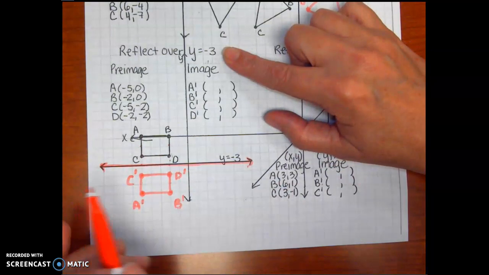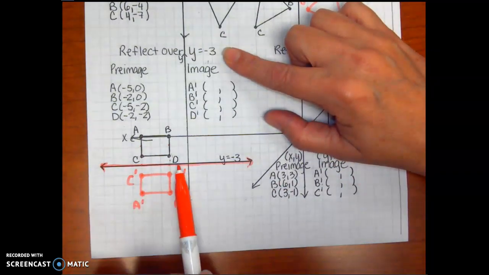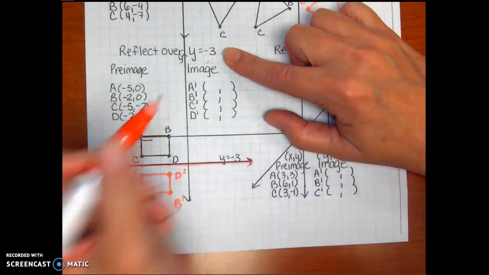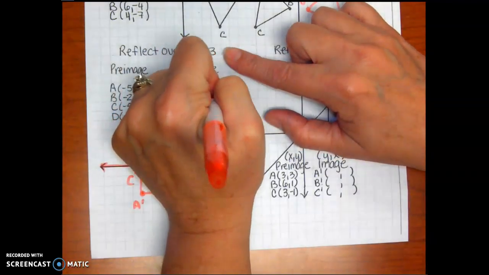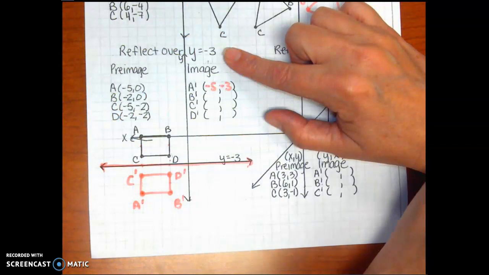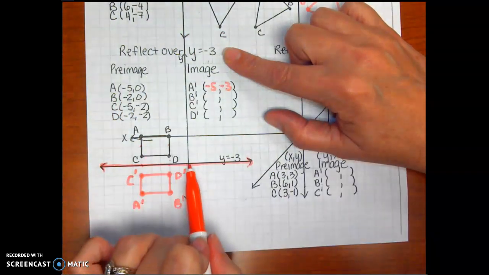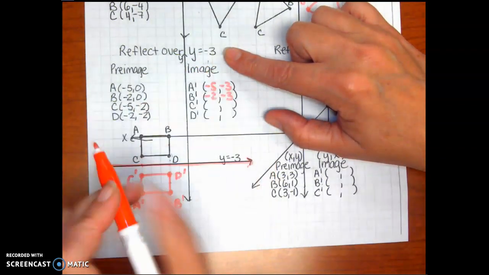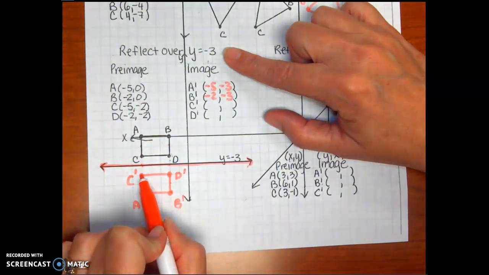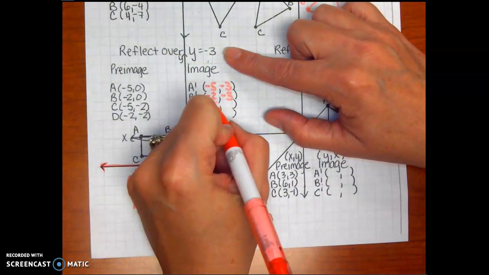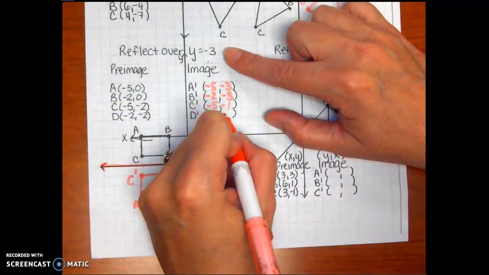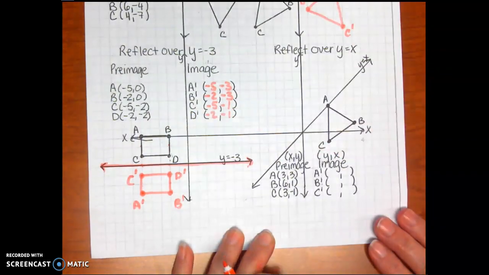And then I can identify my points. So A prime is located at 1, 2, 3, 4, -5, and 1, 2, 3, -3. So I had to go down 5 and down 3 to get to A prime. B prime is going to be at -2, -3. C prime is going to be at -5, -1. D prime is going to be at -2, -1. And those are my locations of the points.